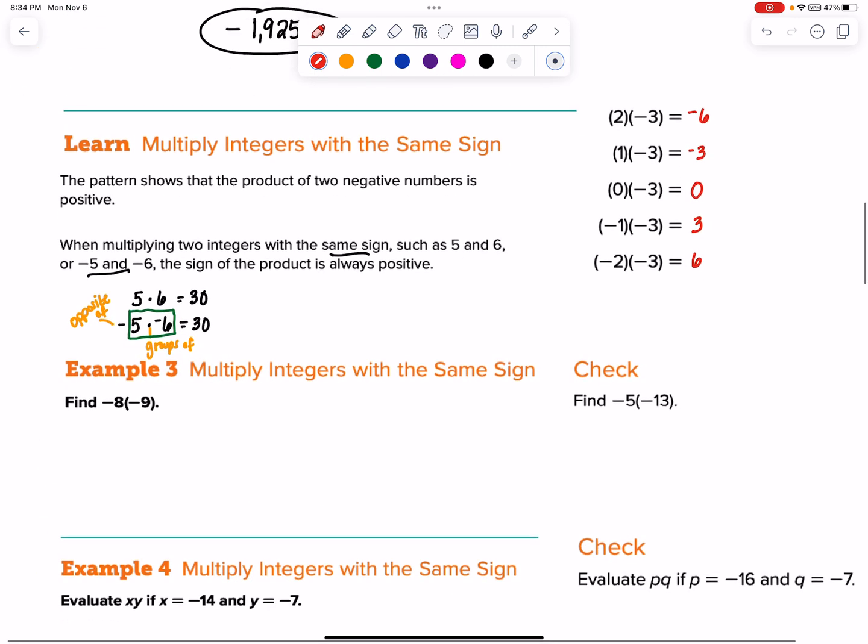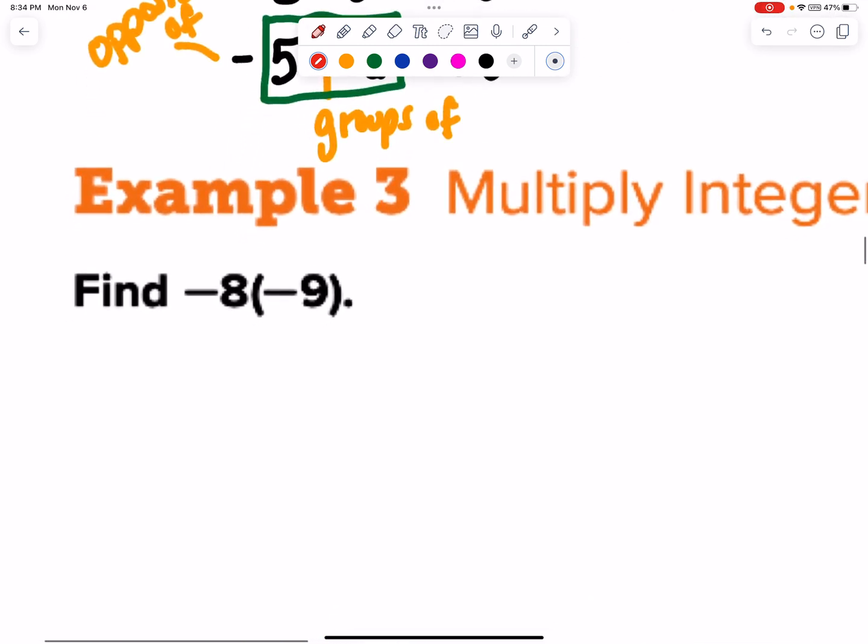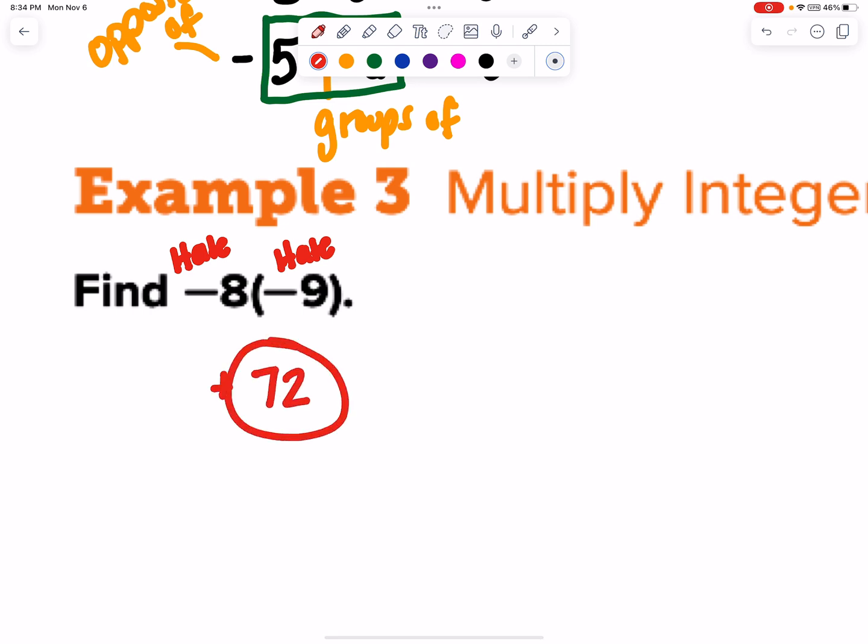Okay, all right, let's go ahead and do example 3, multiplying integers with the same sign. This is like saying 8 groups of negative 9, but what's the opposite of those? Or we can do our trick. So now we have I hate to hate, because negative means hate. So if you hate to hate, what does that mean? That means you actually love at the end. So 9 times 8 is 72, and there's my answer.